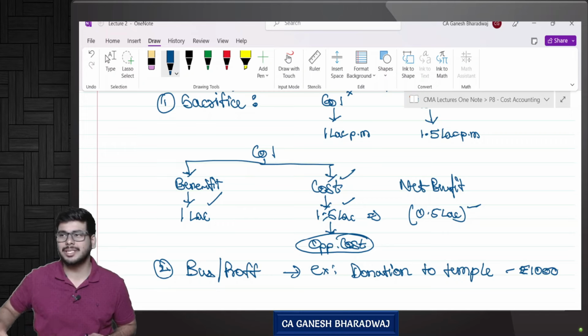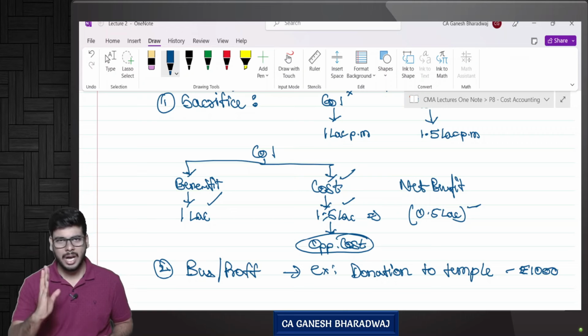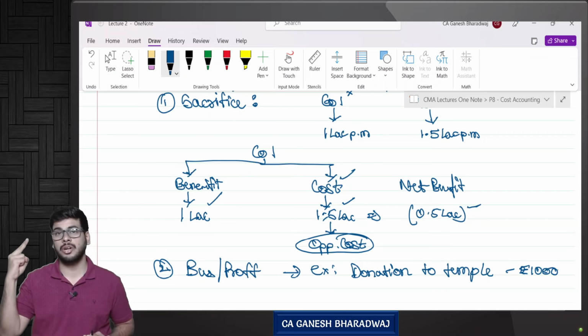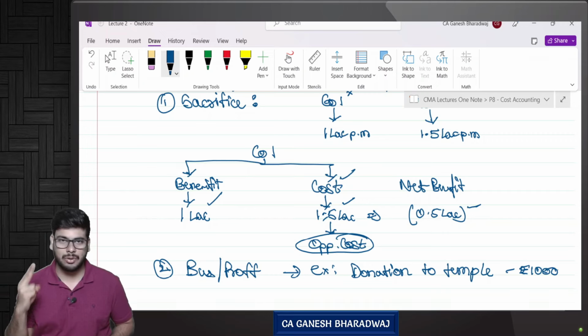Are you clear with this? Any donations made, you cannot treat that as your cost. Donation is donation. That's all. It is not a cost. Are you clear with this? So the sacrifice has to be made, and that sacrifice should be relating to your business or profession. Are you clear with this? Only then it will be called as a cost.